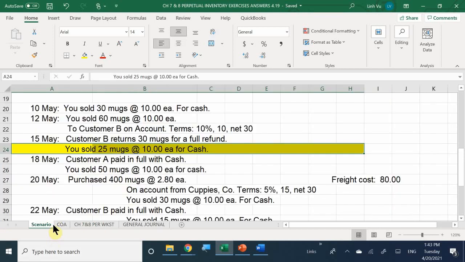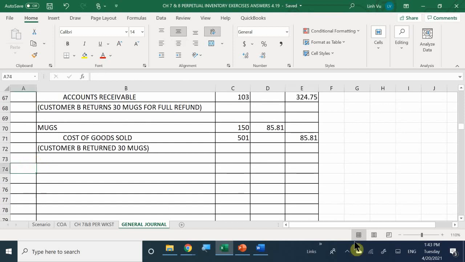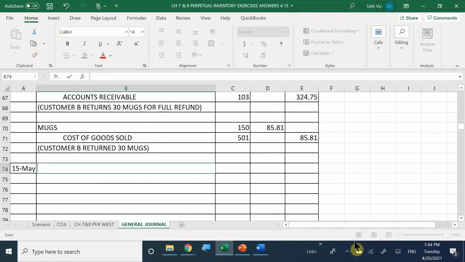The next thing that we had to do on that very same day is that we actually end up selling 25 mugs to our customers. Because we sold our stuff for cash, what is our transaction going to look like? Cash. Yes, we sold something, so what are we going to be receiving? We're going to be receiving cash.